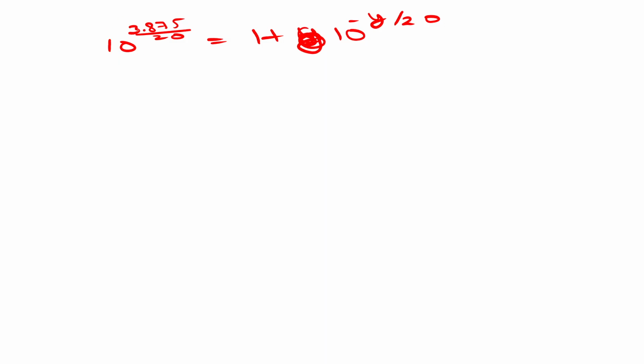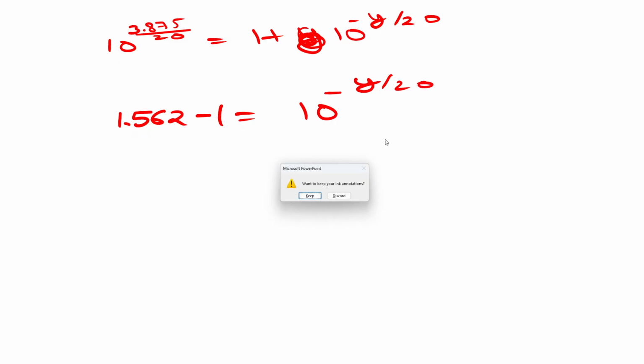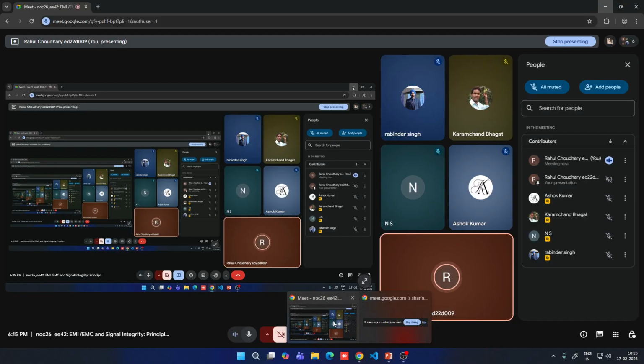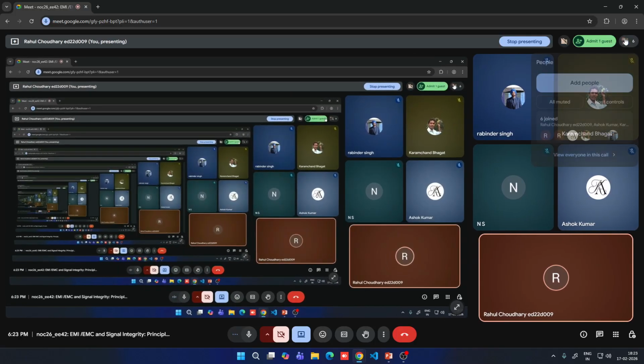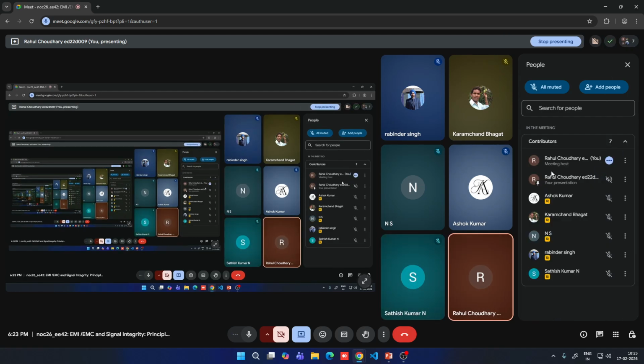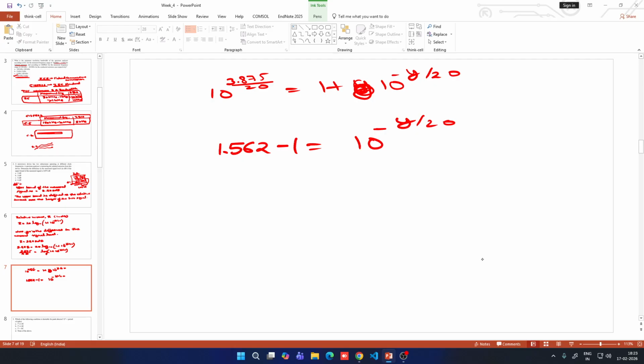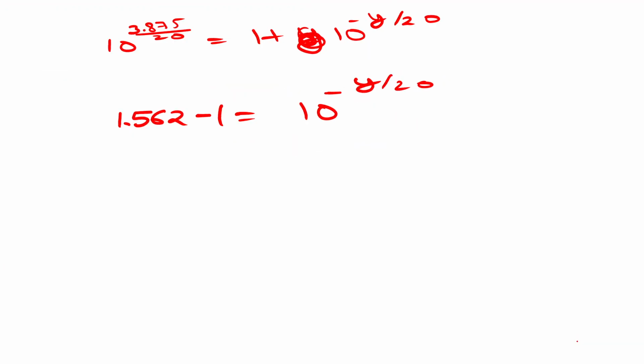So when I solve this 10 to the power 3.875 divided by 20, I will get 1.562, and this minus 1 comes from the RHS. So here I will have minus 10 to the power y by 20. Just a second. So here we will be left with 0.562 is equal to 10 to the power minus y by 20.